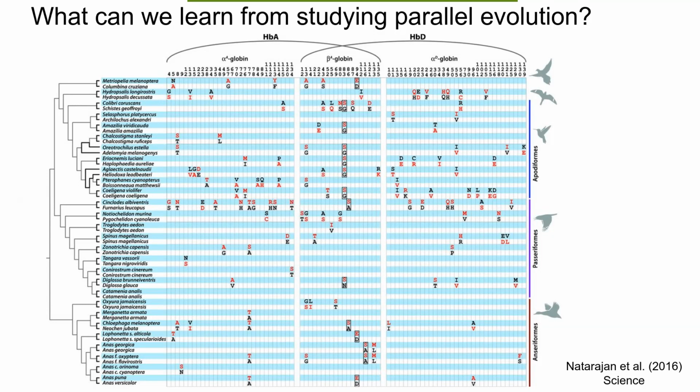And on the right, there are 3 proteins. There's the 2 alpha globins and this beta globin, and they form a hemoglobin complex. So that's the protein in your blood that finds oxygen and then releases it elsewhere.